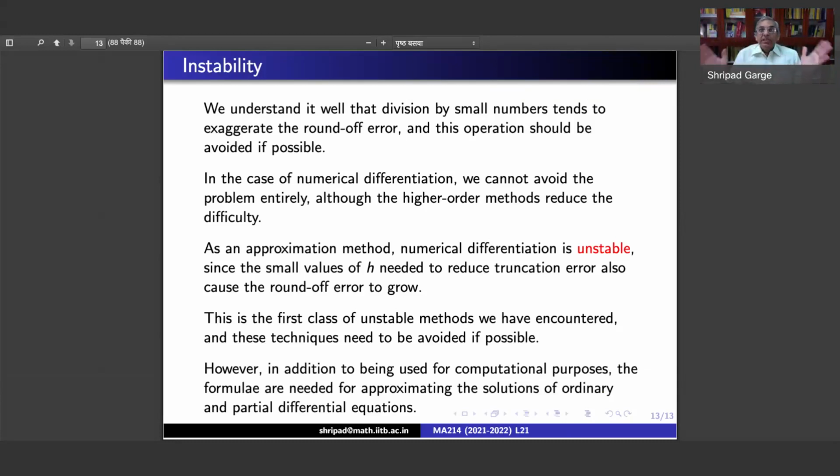So this is where we end our lecture today. We are done with numerical differentiation. In the next lecture onwards, we are going to study numerical integration. So that's the more and more interesting part which is coming up.